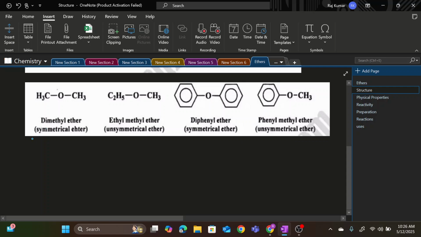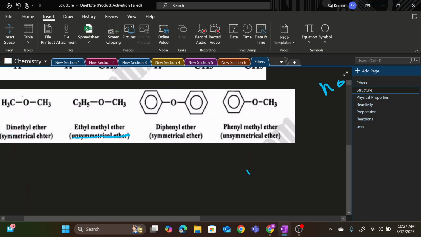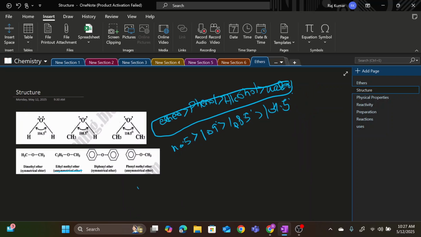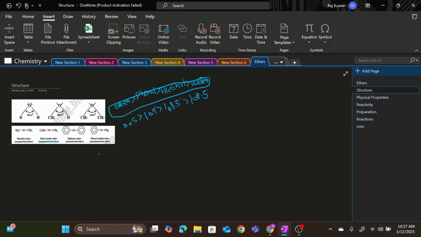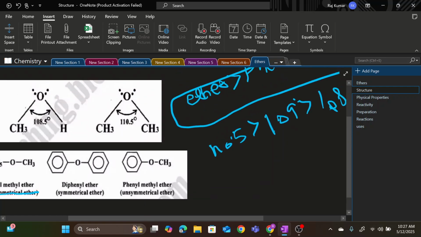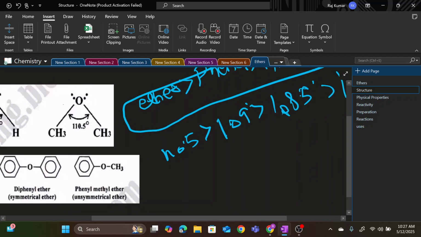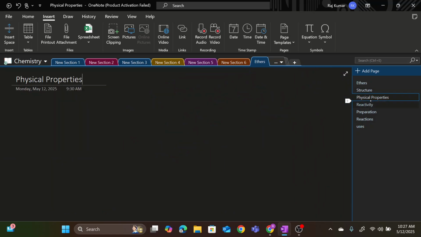For example, with an ethyl on one side and methyl on the other side, it is an unsymmetrical ether. Likewise, with benzene on one side and methyl on the other, it is an unsymmetrical ether. And when it comes to structure, oxygen has sp3 hybridized orbitals which bond with either an sp2 hybridized orbital in a phenyl ring or an sp3 hybridized orbital of carbon in an alkyl group. So this is about it.